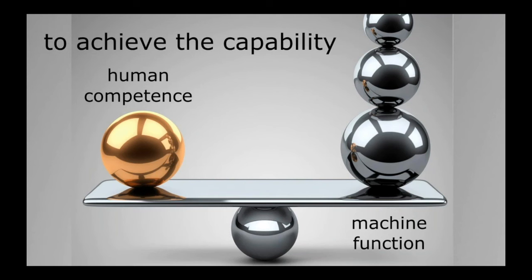So for every capability, we have to remember that we are looking at a specific human competence for a specific machine function. Change machine function, we need to change the human competence. If we can't achieve the human competence, maybe we could automate more. And there's always that balance.